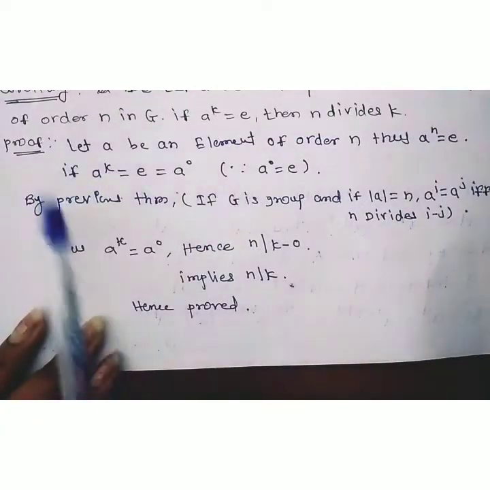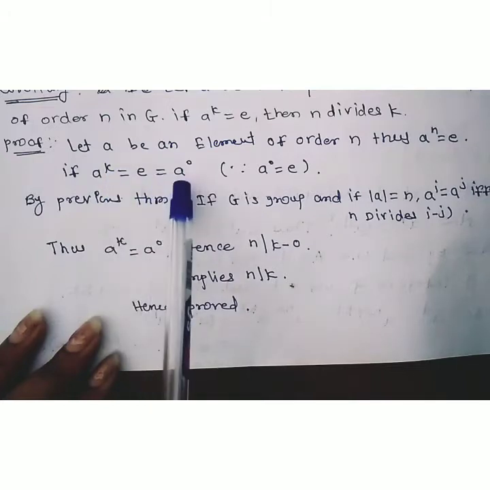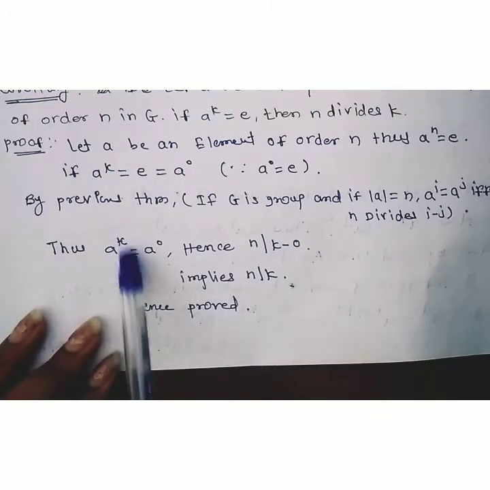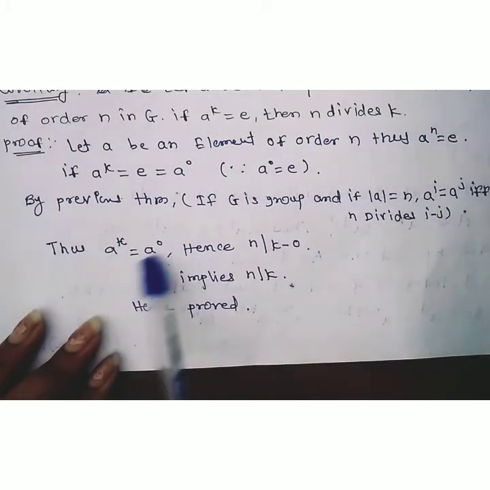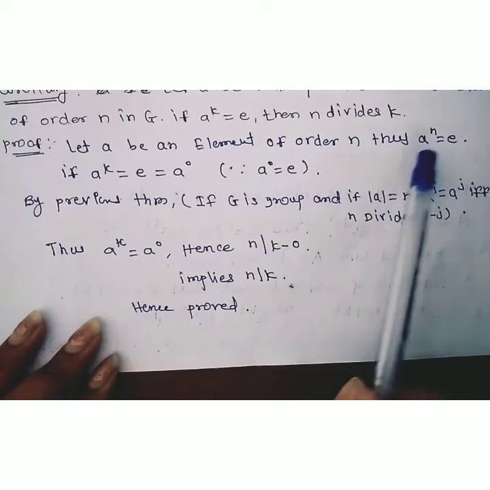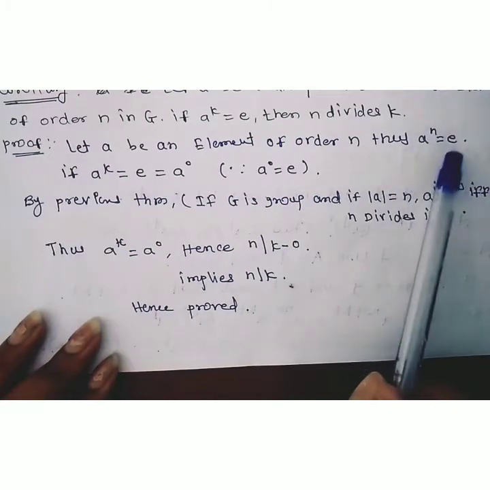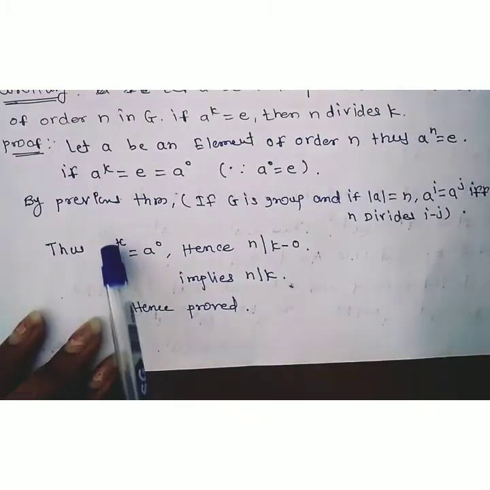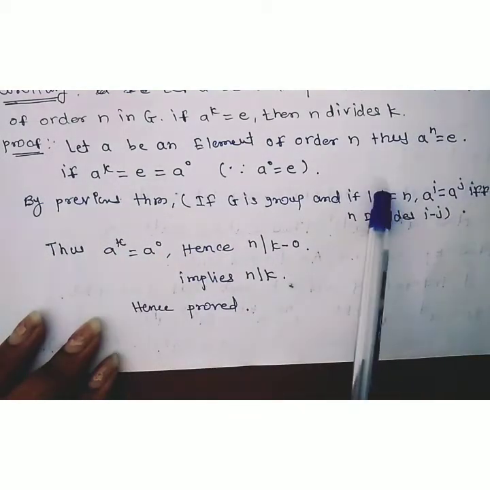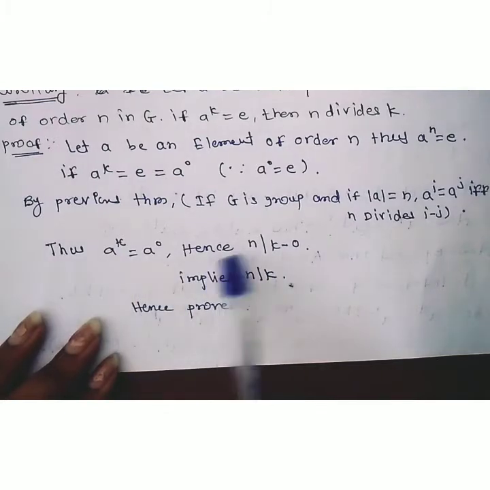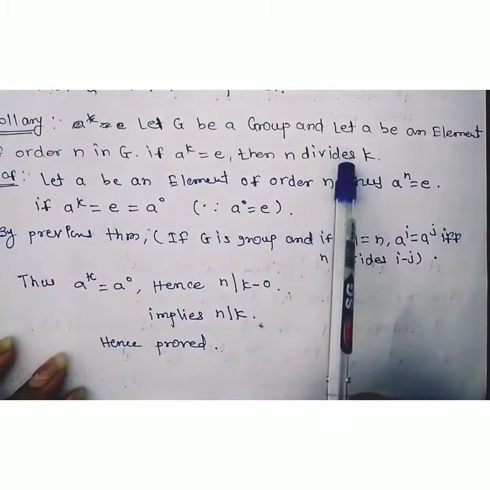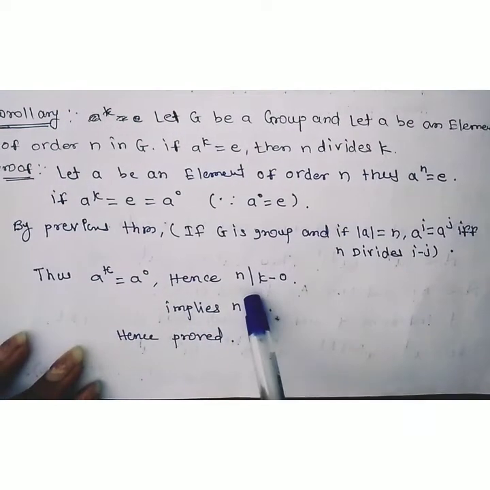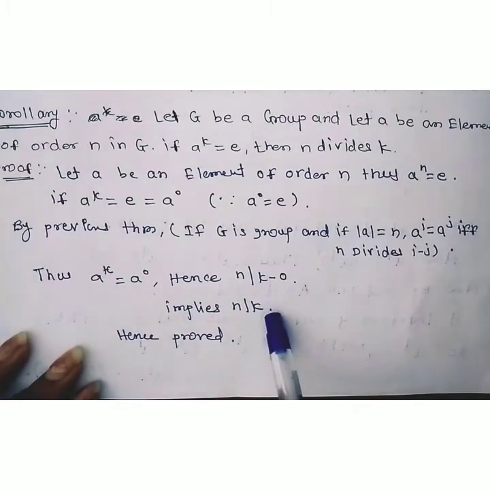Here also we have A raised to k is equal to identity is equal to A raised to 0, meaning A raised to k is equal to A raised to 0. Therefore by using this theorem, and since the order of A is n because A raised to n is equal to identity, n divides k minus 0. Hence n divides k. This is what we had to show. This corollary is proved by using the last theorem which we discussed in the last lecture.